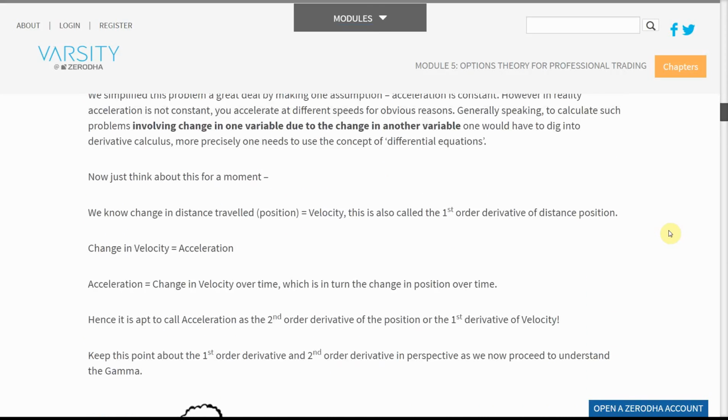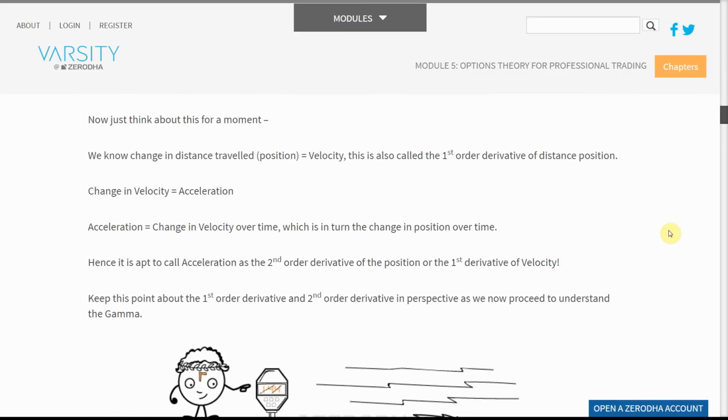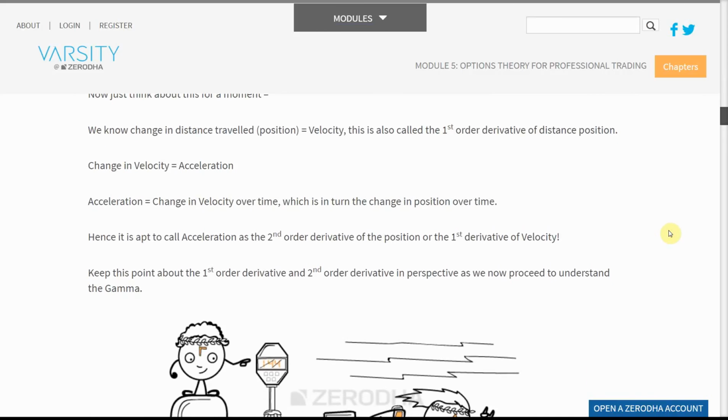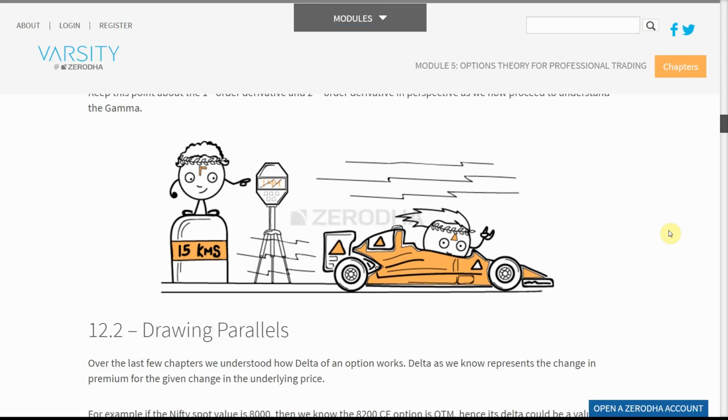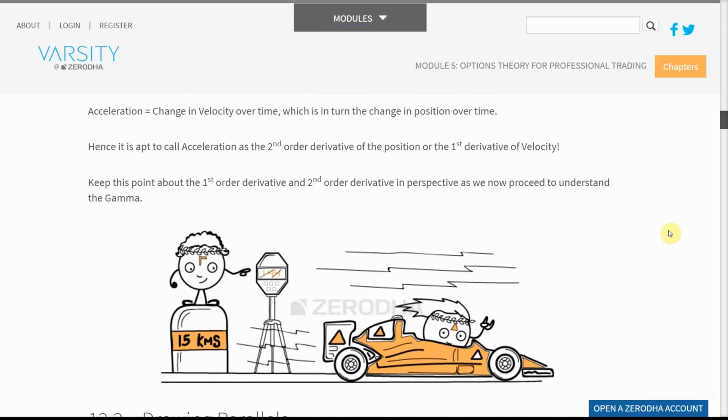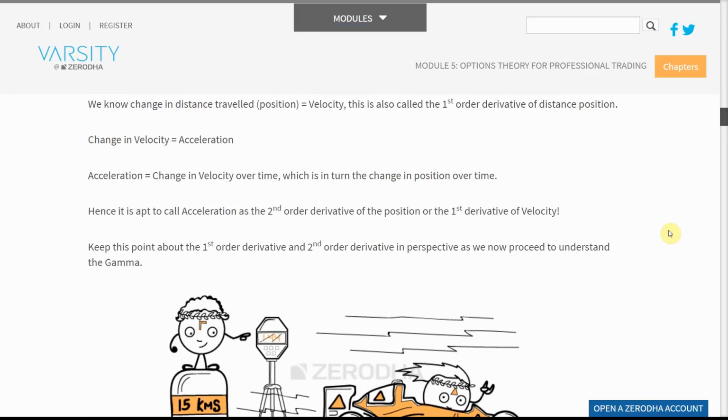Change in velocity equals acceleration. Acceleration equals change in velocity over time, which is in turn the change in position over time. Hence it is apt to call acceleration the second-order derivative of position, or the first derivative of velocity. Keep this point about the first-order derivative and second-order derivative in perspective as we now proceed to understand gamma.